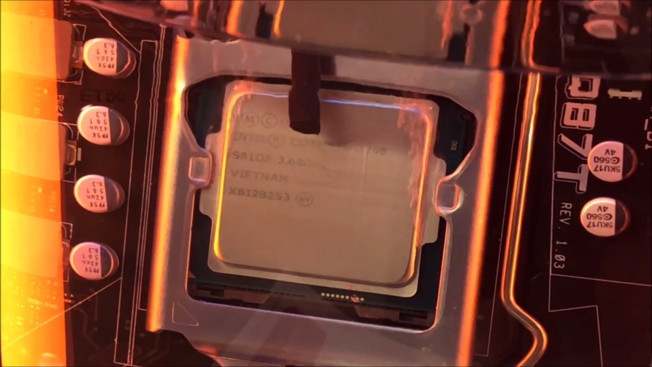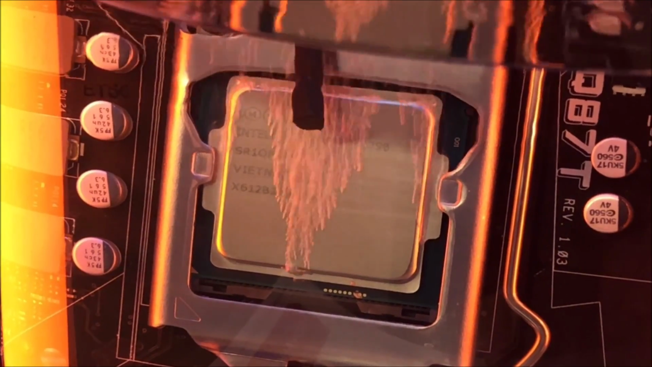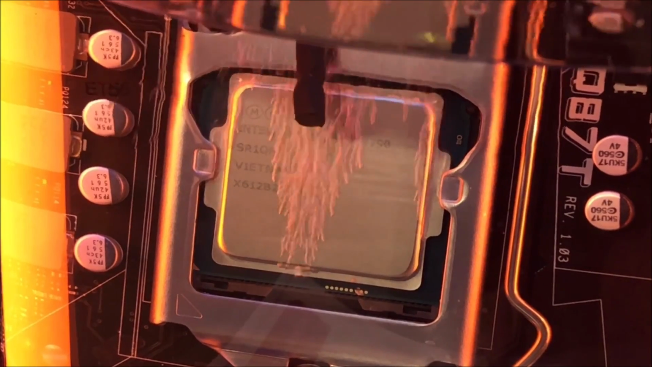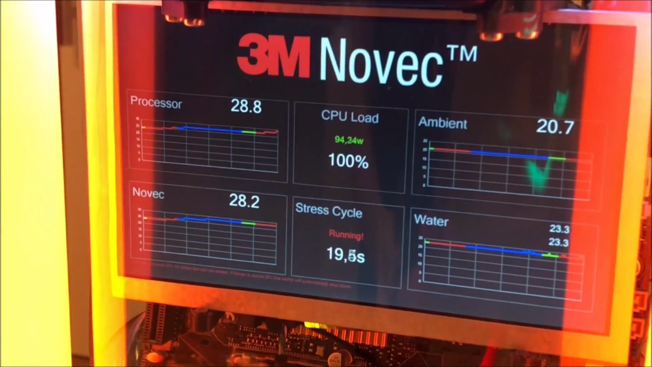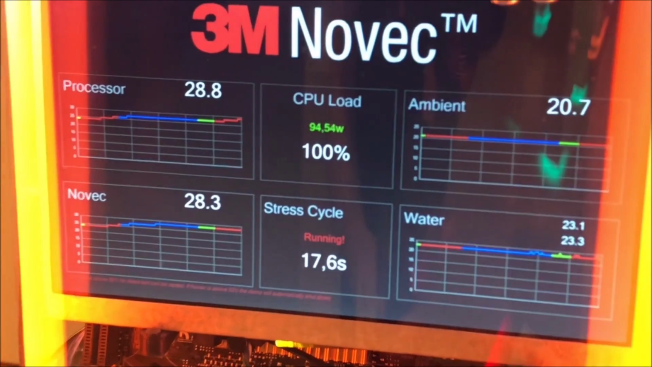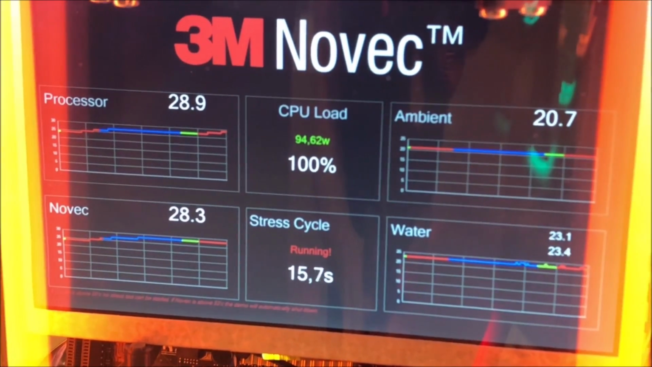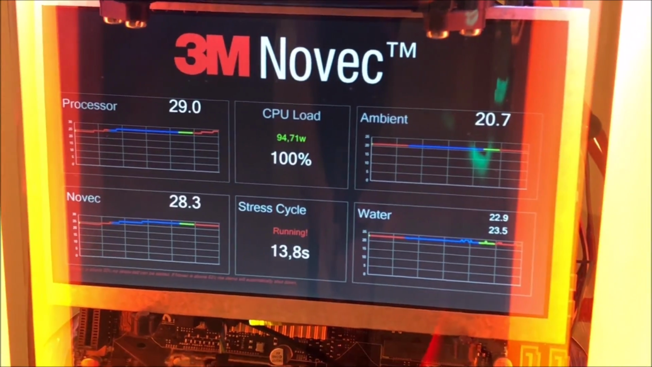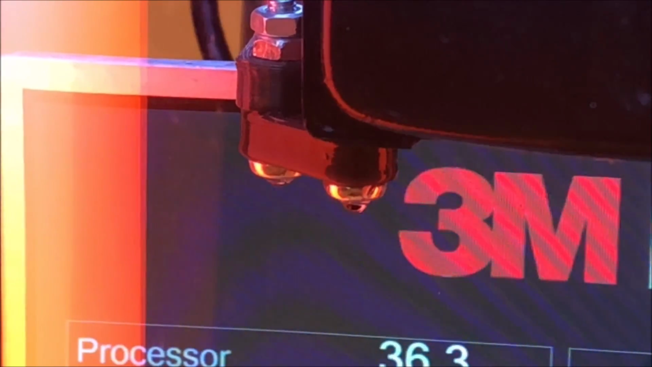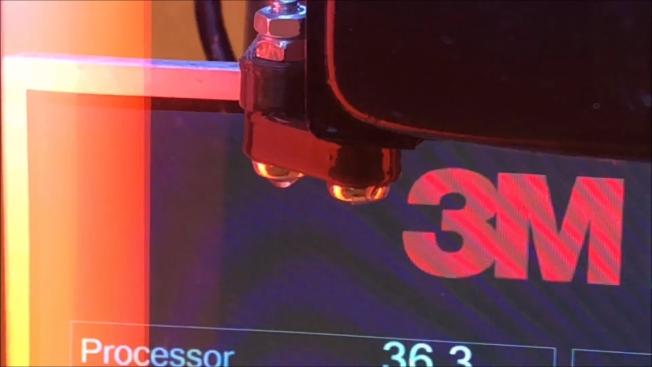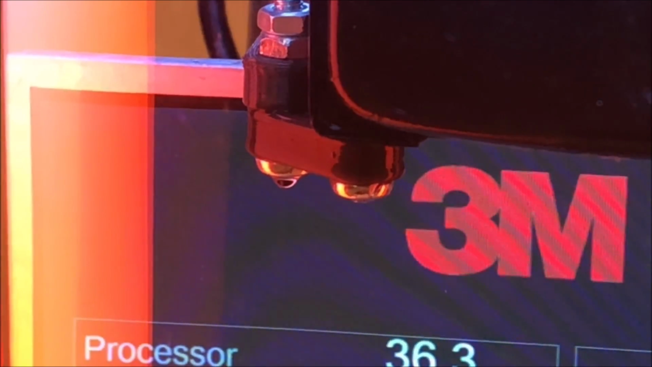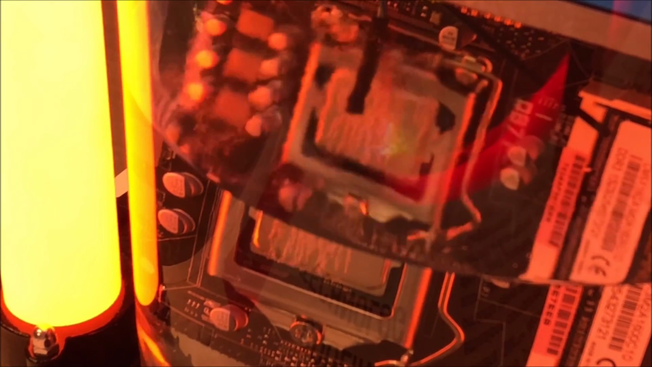As you can see, the processor quickly gets hot and reaches the boiling temperature of the Novec liquid, which makes the Novec evaporate. As the gas is transported upwards inside the tank, it makes contact with our radiator, which is a lot cooler. There the Novec gas condenses back to its liquid state and drips down back into the tank.